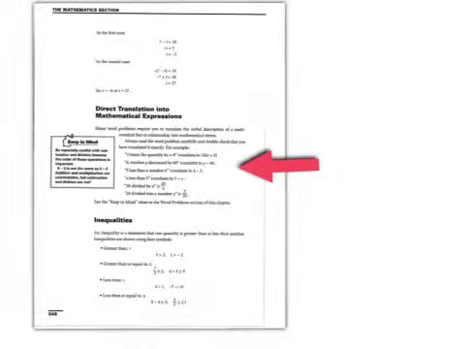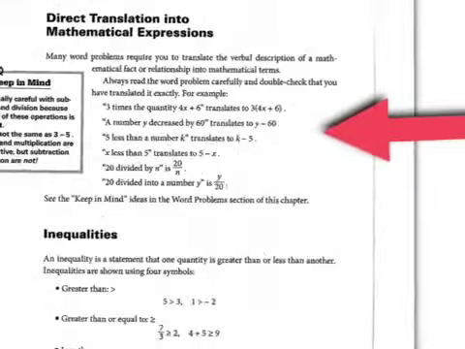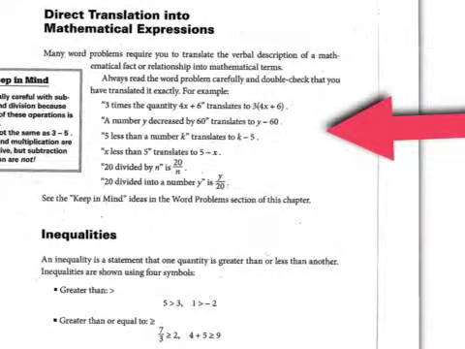Another thing you want to look at is direct translation into mathematical expressions. 3 times the quantity 4x plus 6 translates to that. So if you can zoom in on this right here, you can see some of these little tips. It's good to read through these. I could read through them with you, but you could pause the video and read through them yourself.